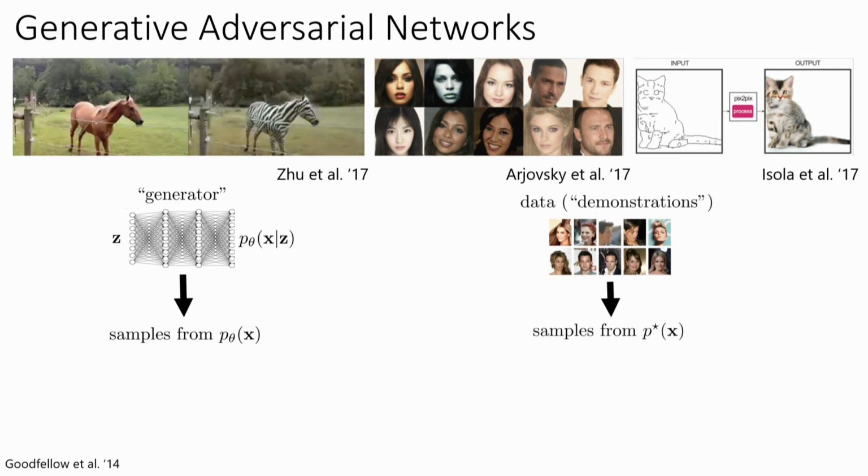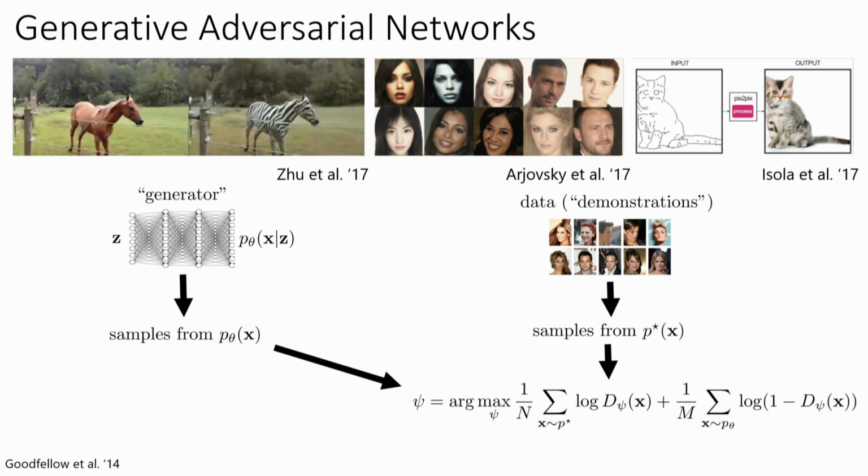And then it has data. Those serve the role of demonstrations. And we assume we have samples from the optimal data distribution, the optimal data expert, who draws good pictures of zebras, or good pictures of faces, or good pictures of cats. And then the game proceeds as follows. The reward function is now called a discriminator, and its job is to distinguish whether a given picture came from the data or from the generator.